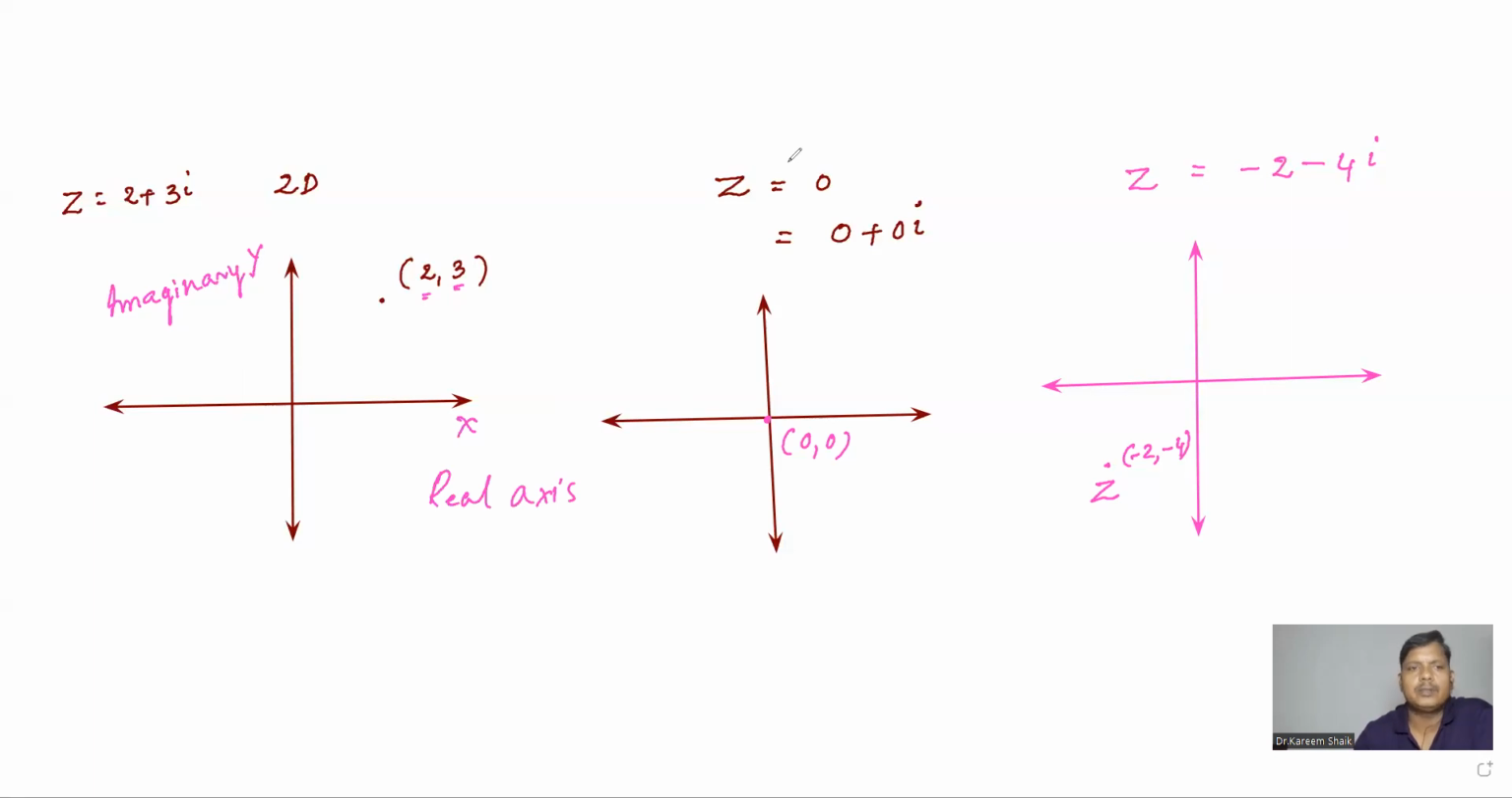Now, we'll discuss: can we compare two complex numbers? Let's see. For example, Z1 equals 5 plus 2 iota, Z2 equals 7 plus 10 iota. If I ask you, is Z1 greater than Z2 or Z2 greater than Z1?